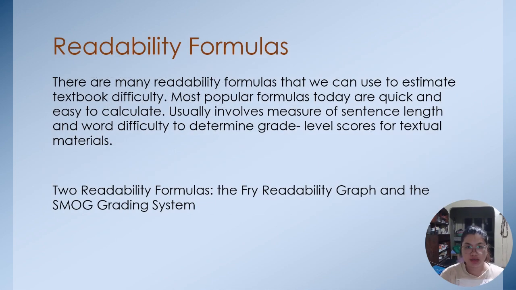Next here are the readability formulas. There are many readability formulas that we can use to estimate textbook difficulty. Most popular formulas today are quick and easy to calculate. They usually involve measures of sentence length and word difficulty to determine grade level scores for textual materials. These are the Fry readability and the SMOG grading system.